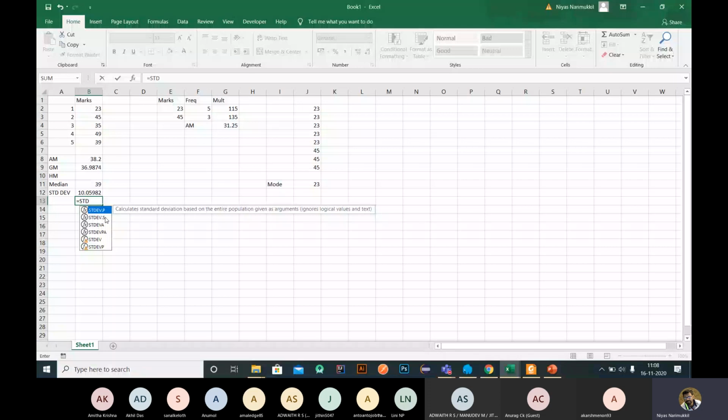So what is the difference between the sample and the population? Any idea what is sample and what is population? Population is the entire thing. For example, if you are getting details of 1 million students, we are collecting all the values of 1 million students. That is the population. The sample means we are taking a sample out of that population.